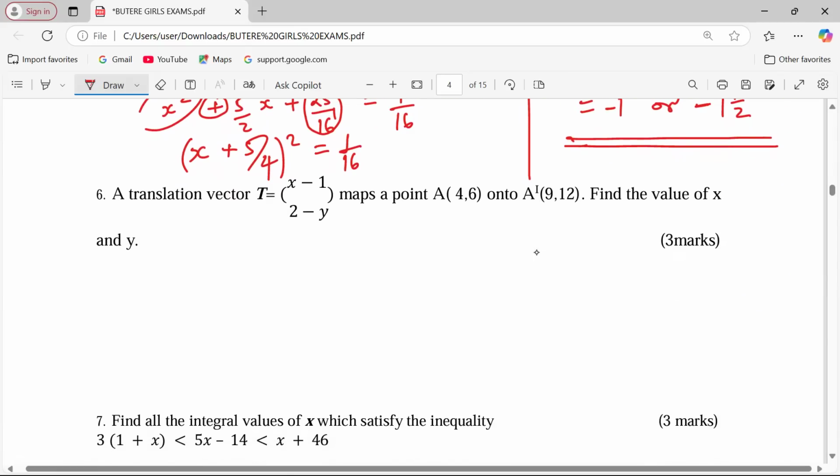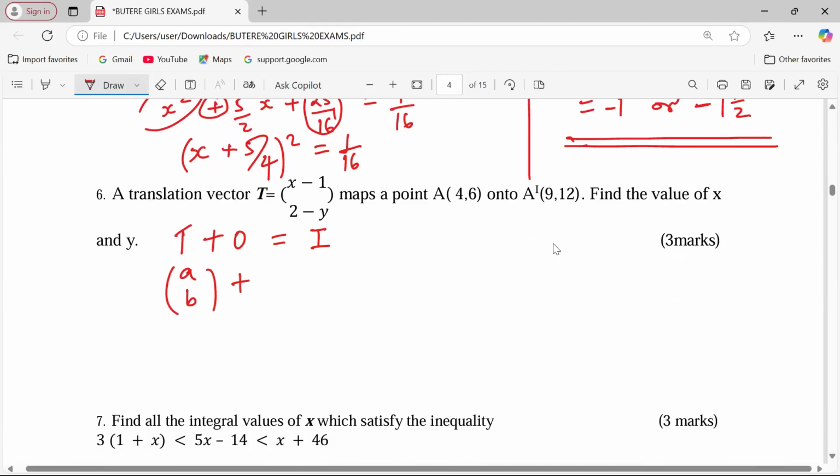Look at number 6. A translation vector t equals (x minus 1, 2 minus y) maps a point A (4, 6) onto A prime (9, 12). Find the value of x and y. We're supposed to know that when we take a translation vector and add the object, we get the image. So a translation vector, let's say it has unknown values.